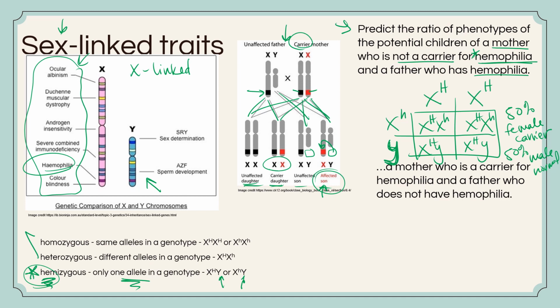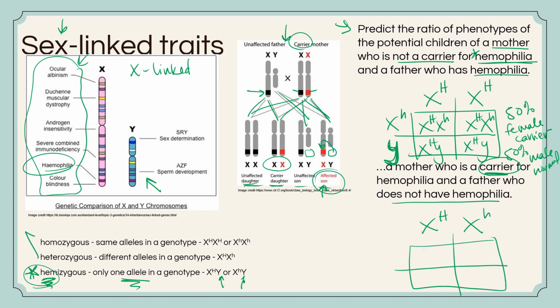Let's do another one. Let's say that mom is a carrier and dad does not have hemophilia. Carrier is another way for us to talk about heterozygotes. So mom is 2 X's, and because she's a carrier, we're going to show big H, little h. And then dad does not have hemophilia. Dad is XY. He does not have hemophilia, so he has that normal allele, capital H.